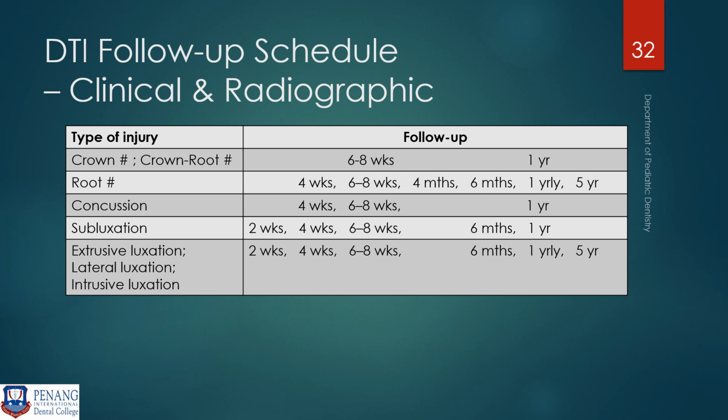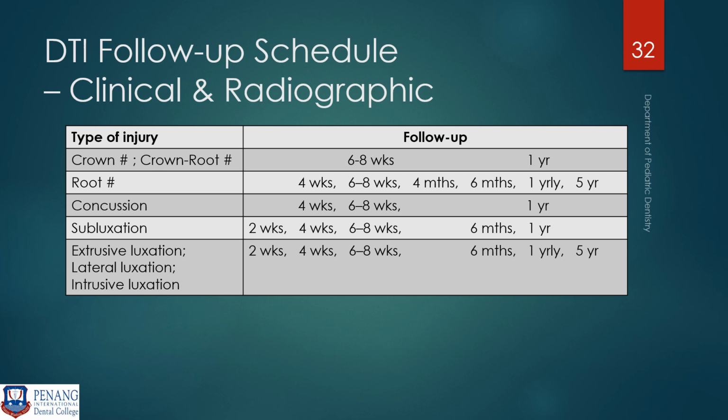But if you have root fracture, you have to do yearly follow-up for the next 5 years. Only then will you be sure that the tooth has healed completely and there's no need to look back at it. Similarly, with extrusive luxation, lateral luxation and intrusive luxation, you again have to do a 5-yearly follow-up. So every year he has to come for 5 years to ensure the tooth is safe. Most of the time pulp necrosis will happen within the first year, and then you have to start off with your root canal treatment.